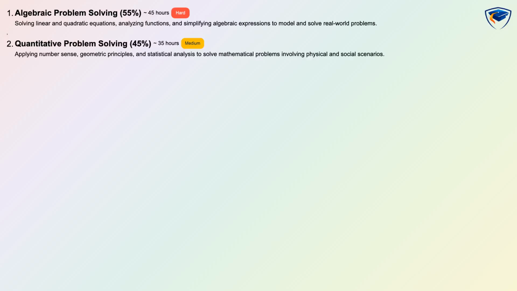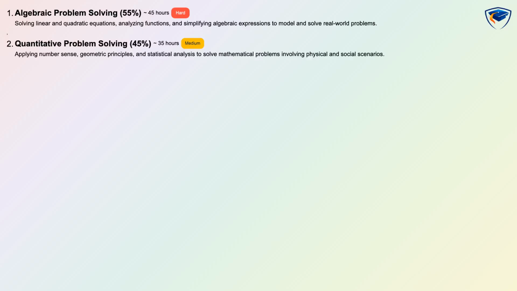Algebraic problem solving is 55% of the exam and focuses on solving linear and quadratic equations, analyzing functions, and simplifying algebraic expressions to model real-world problems, while quantitative problem solving makes up 45% and covers number sense, geometric measurement, ratios, and basic statistics. Both domains use conceptual plus scenario-based assessment formats, so questions will test reasoning with applied contexts rather than rote calculation alone. Note the recommended effort for each.